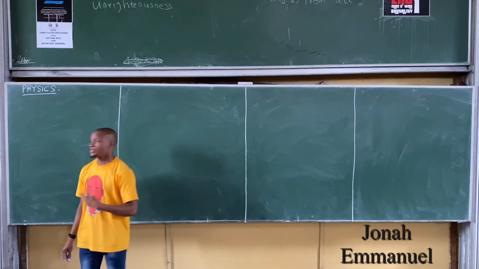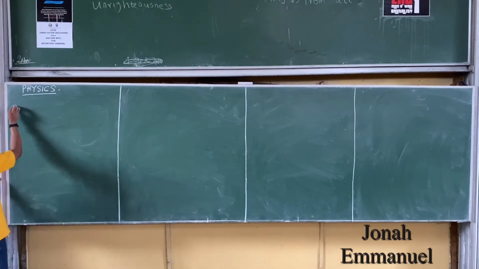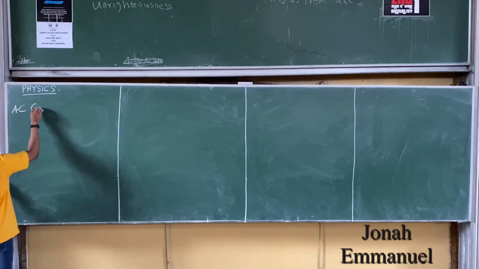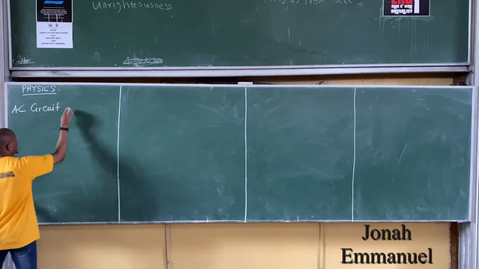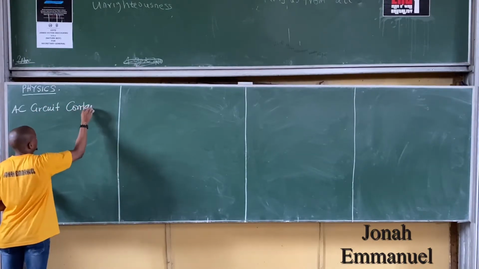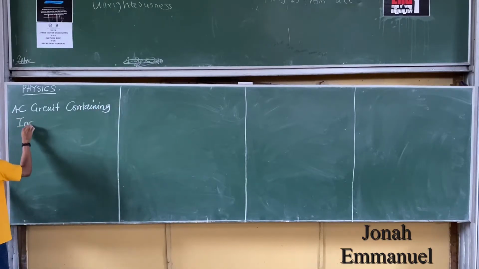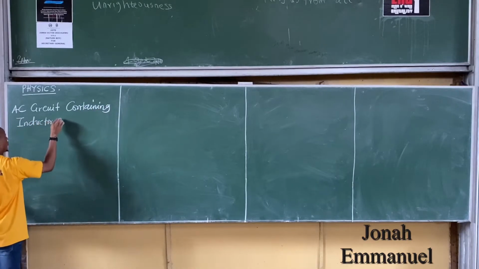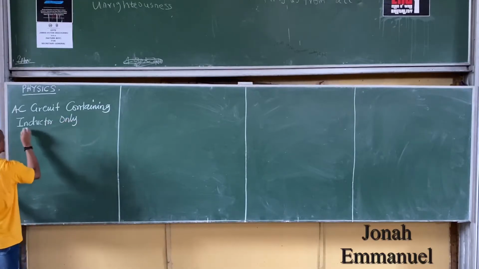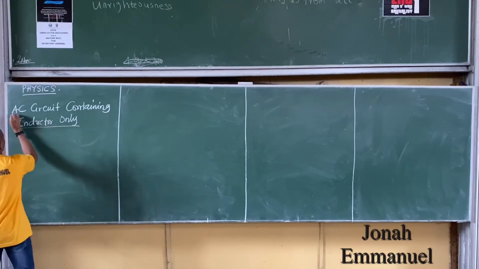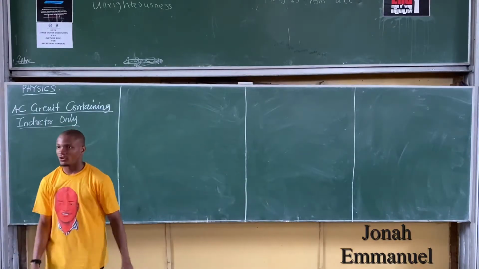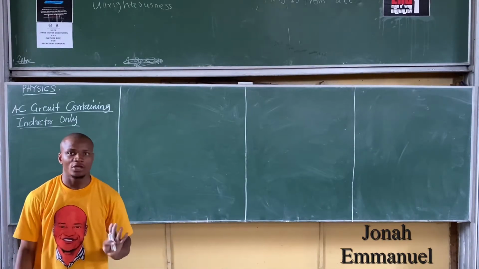Look at an AC circuit containing an inductor only. Please draw out the diagram for this. What do you have? An AC circuit containing an inductor only.